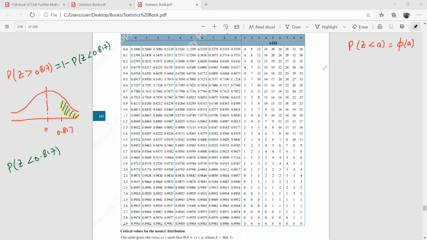So for your notes over here, if you have probability z is greater than a, that will always be changed with 1 minus phi of a. So then this is going to be 1 minus phi of a. So this is 1 minus, let me use the brackets here.